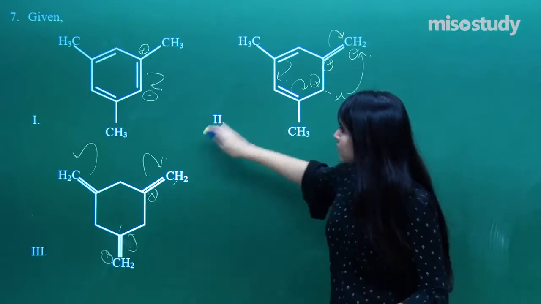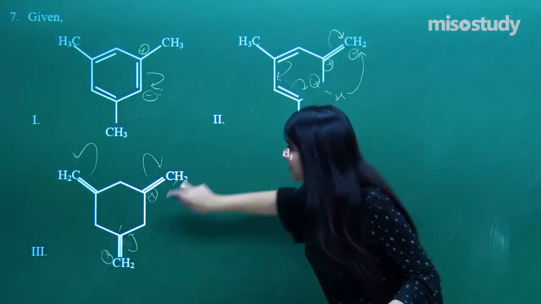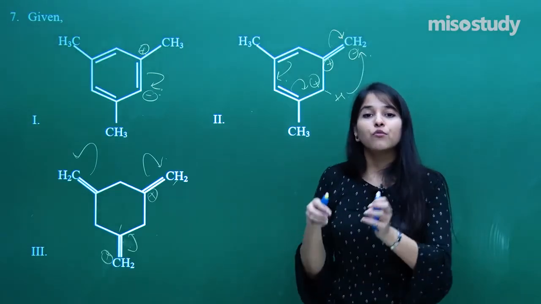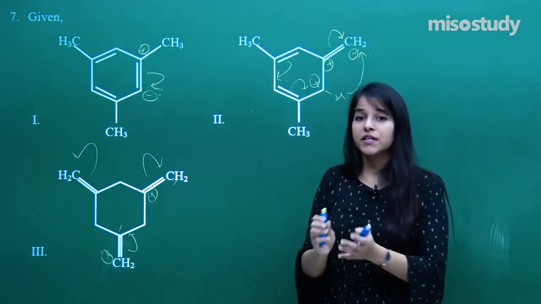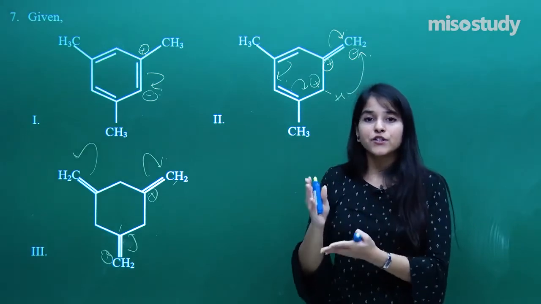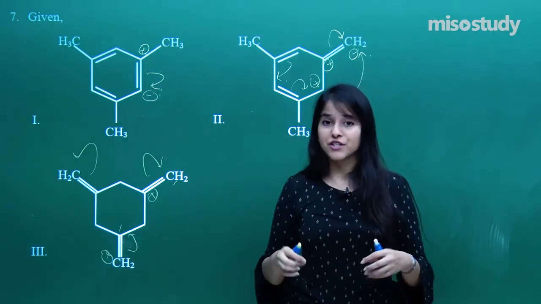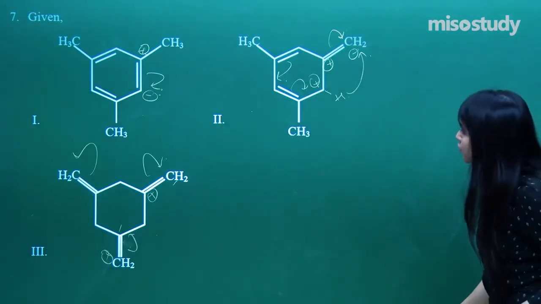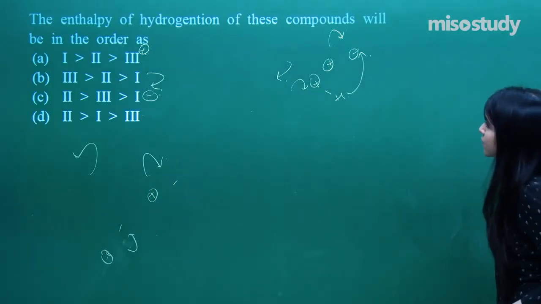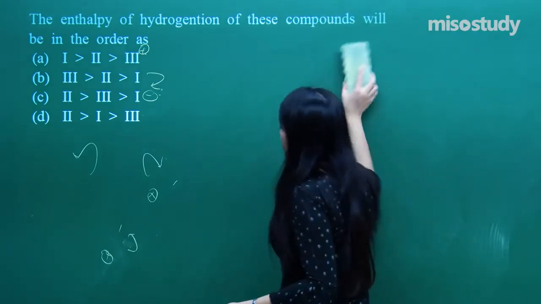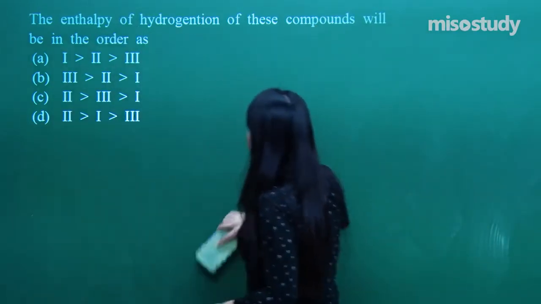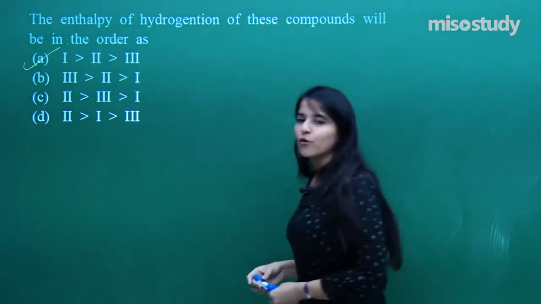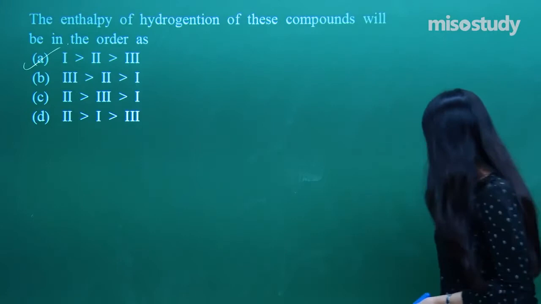I hope you all have got it. It is 1 followed by 2 and then 3. So that is the enthalpy of hydrogenation. The more stable the structure, the more stable the formation of the structure, the more heat of hydrogenation or enthalpy of hydrogenation will be released. So I hope you all have got the answer. It's 1, 2 and 3. So where do we have 1, 2 and 3? Yes, option number 1 is the answer for that. I hope you all have got the answer right.